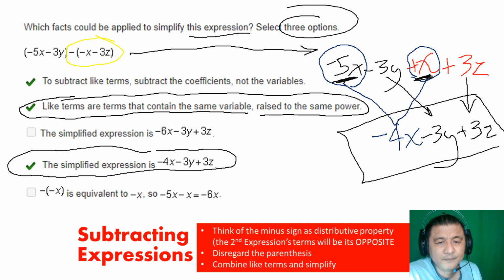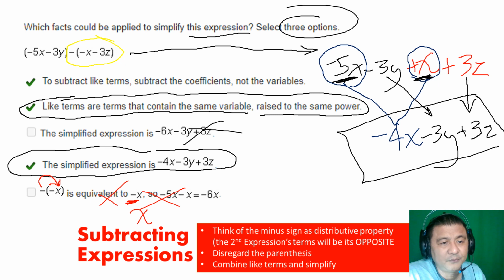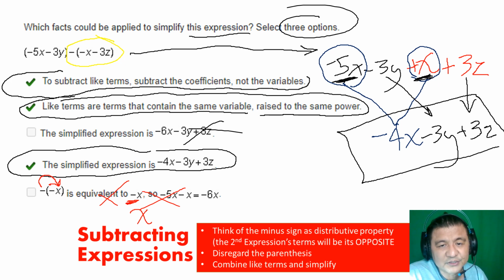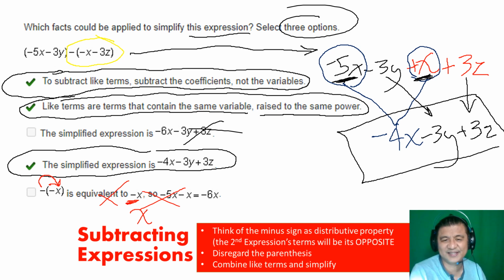One more. The simplified expression is definitely not u. A minus outside the negative x. Is that right? This will change that. Is it equivalent to this? So no. A negative outside a negative will make it a positive x. So not u. So therefore, there's one more. To subtract like terms, subtract the coefficients, not the variables. Okay, so those are the three correct answers.